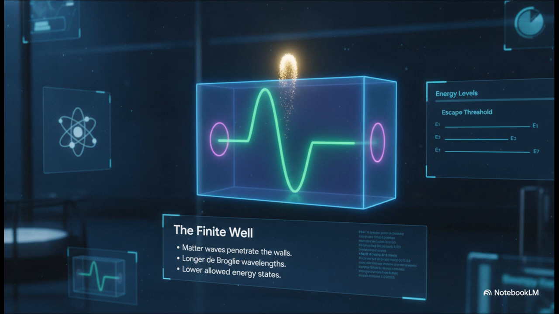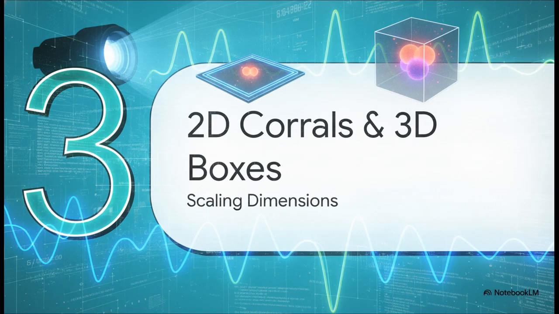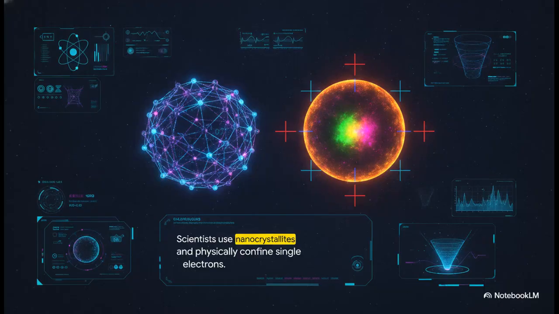It breaks free of the confinement entirely and just becomes a free particle. Part 3, 2D corrals and 3D boxes. So far, we've only trapped our electron on a single one-dimensional line. Now let's scale up our lab's displays and add some more dimensions.